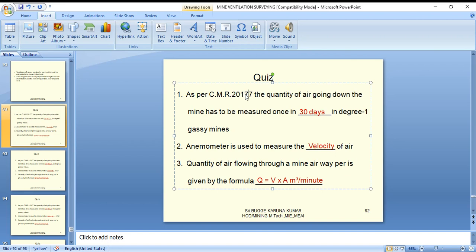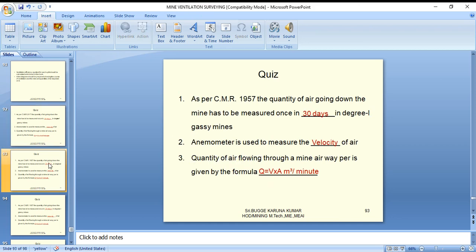Regulation 17 is presently in use. The quantity of air going down the mine has to be measured once in 30 days in a degree one gassy mine. The anemometer is used for measurement of the velocity of the air. The quantity of airflow through a mine airway is given by the formula Q = V × A, with velocity in meters per second. These are the expected questions from the examination point of view.